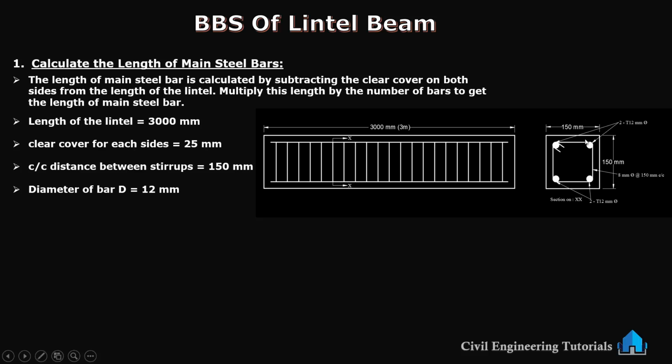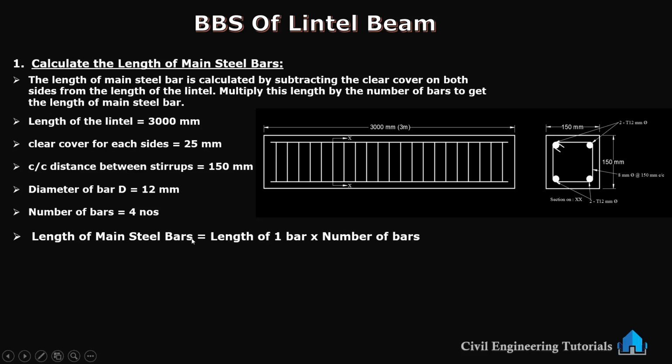So 4 bars I can see, diameter of bars 12 millimeter. Here you can see this side 2 and this side 2, 12 mm dia, and stirrup dia 8 mm, center to center distance 150 mm. Hope you are clear. Spacing means center to center distance 150 mm. Number of bars 4 numbers.